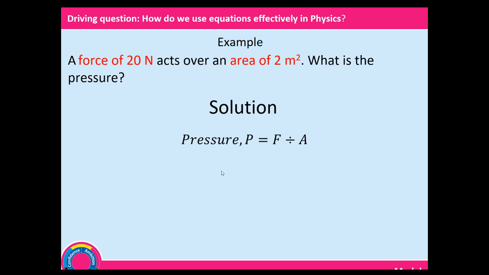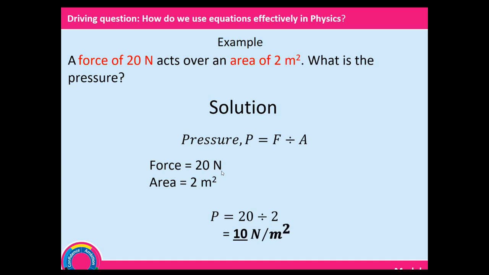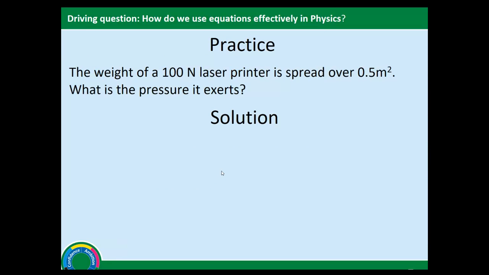Solution: we know the formula, P equals F divided by A, force divided by area. We have a force of 20 newtons and an area of 2 meters squared. So the pressure is simply 20, which is the force, divided by 2, which is the area. And we have 10 newtons per meter squared. Here is a practice question for you. Pause the video and have a go.